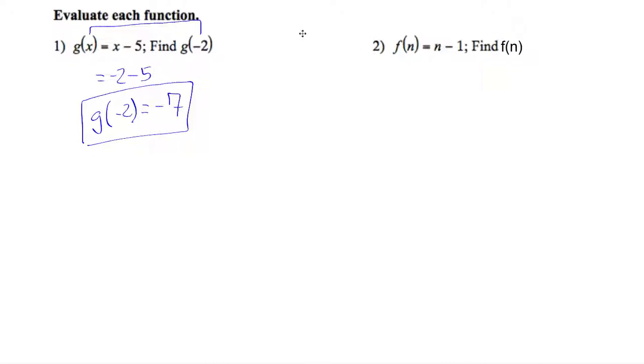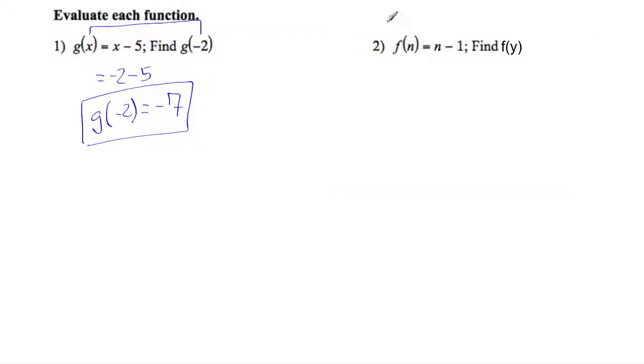F of n, right. So here we have f of n is equal to n minus 1. Find f of n. What was the original question here? This is f of negative 8. Why did I change this? Oh, I did want f of y. I'm sorry. That was silly of me.